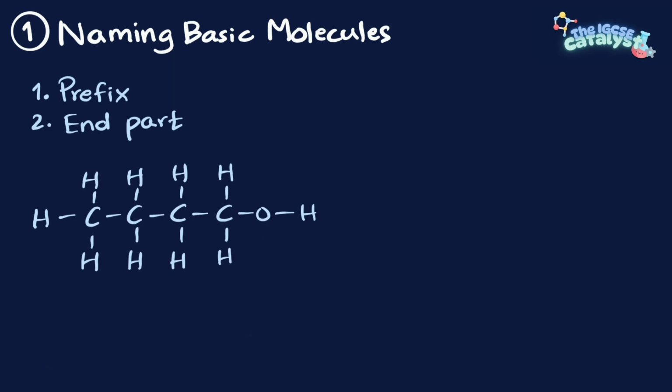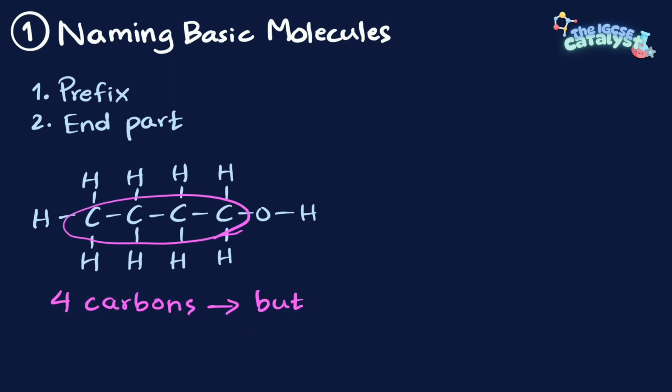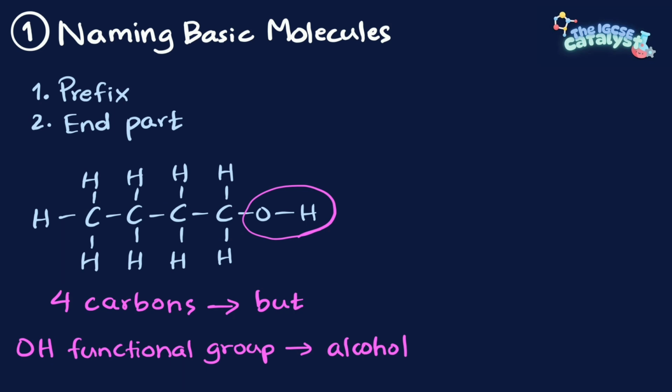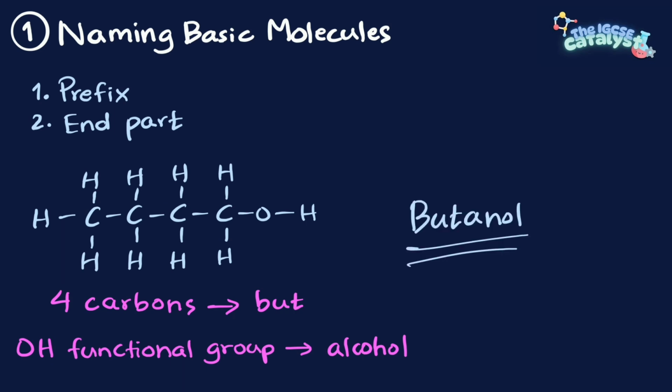Let's try another one. Here we will do the same. First, let's count the number of carbons here. There are 4 carbons, so the prefix will be but. And then there is the functional group OH, so this is an alcohol. An alcohol with 4 carbon atoms will be called butanol.